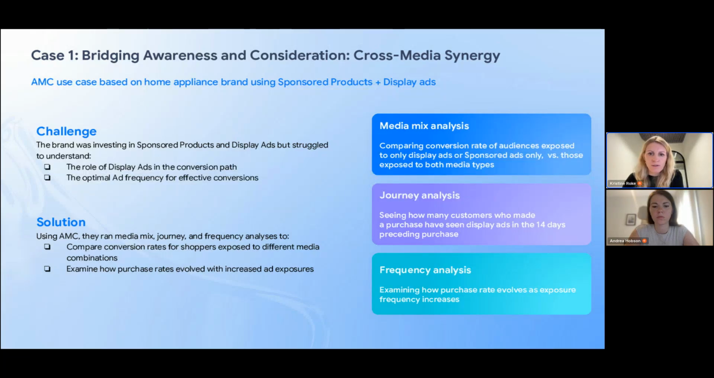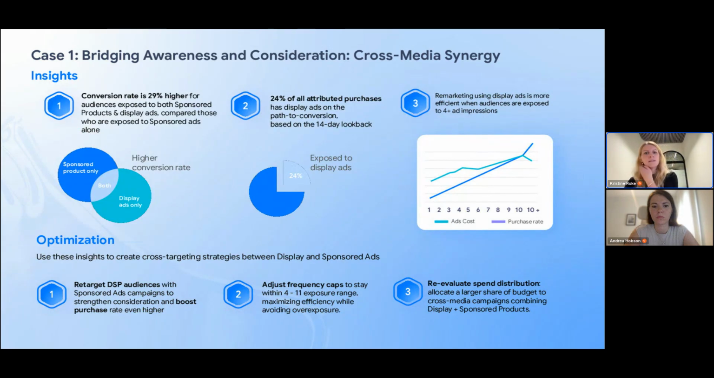So in the results, performing the AMC analysis, the brand discovered that conversion rate is increasing by 29% when users were exposed to both sponsored products and display ads, compared to those who only saw sponsored products. And also 24% of all purchases included display ad touchpoints within the 14 days of conversion. And also they identified the optimal frequency range, which was between 4 and 11 impressions, where the purchase rate was the highest.